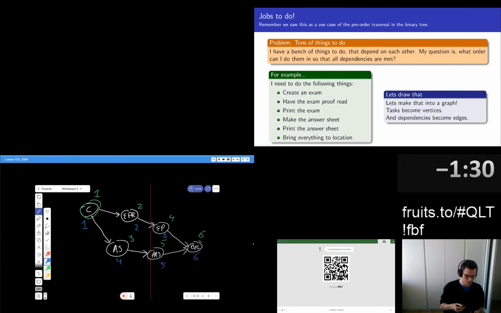Does this make sense? Are there questions about this model or the way I've found one of these orderings in which I can do the tasks?